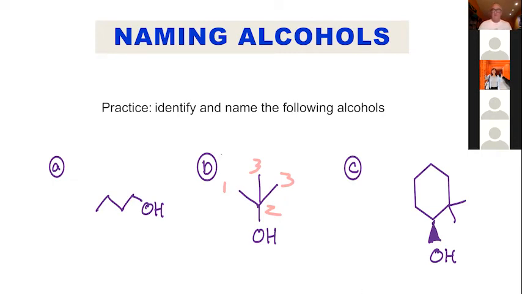And I'm sorry, what was the name for this one again? 2-methyl-2-propanol. Okay, propanol because it's 3. Okay. Ooh, I got that right that time. Not screwing it up.